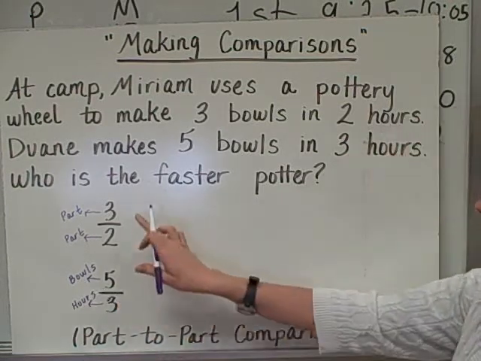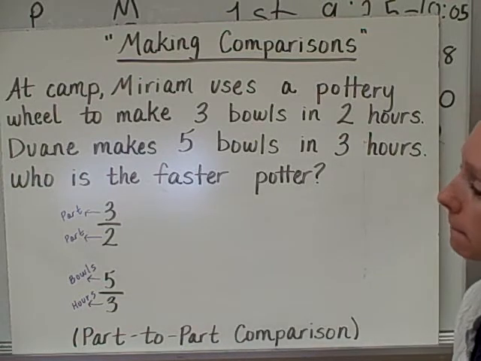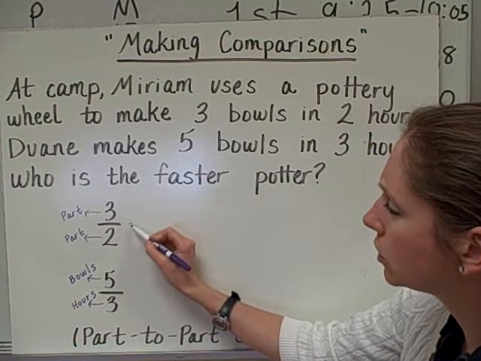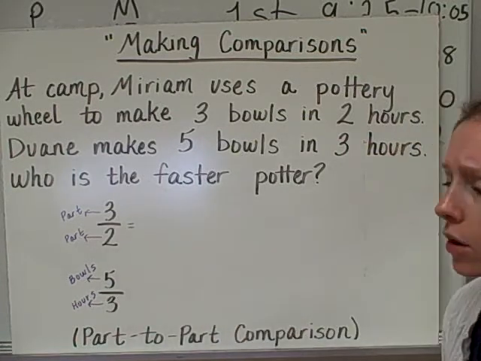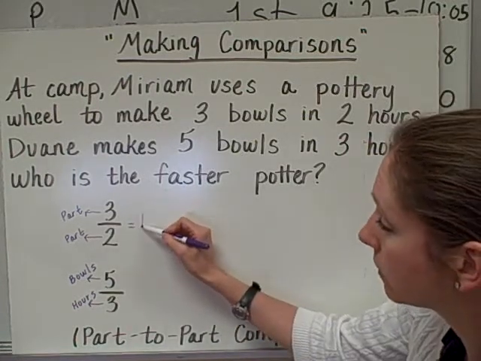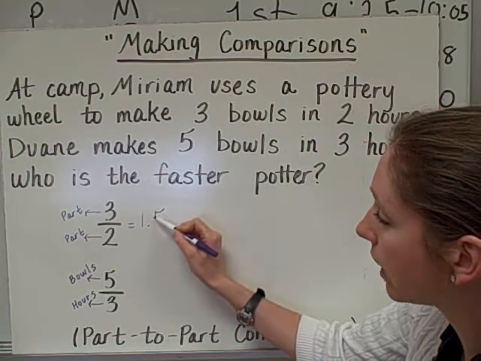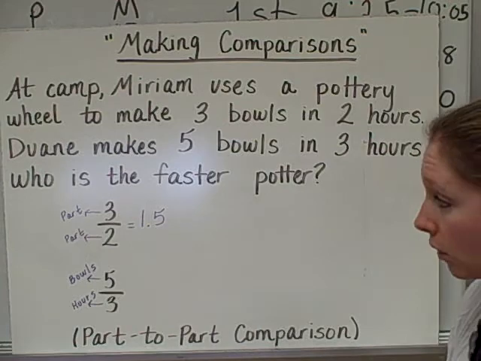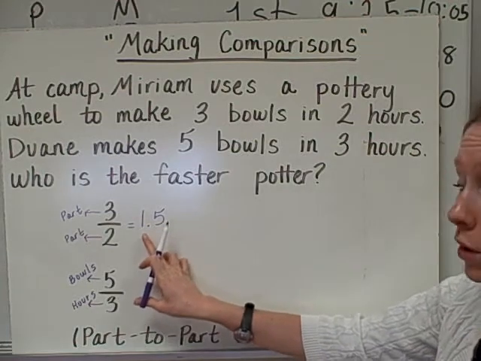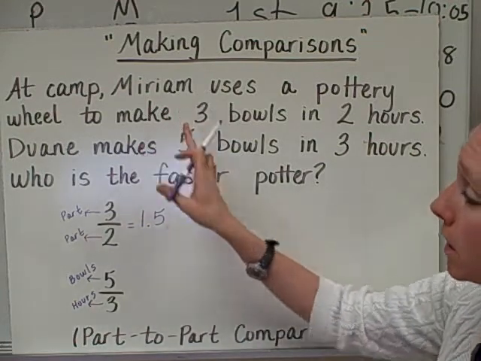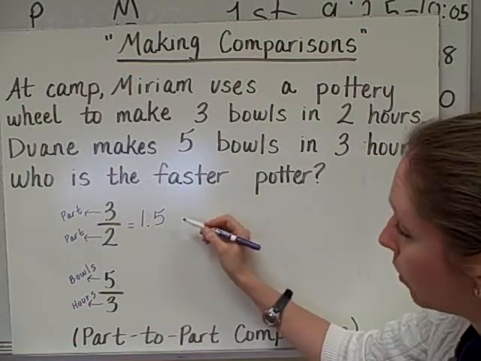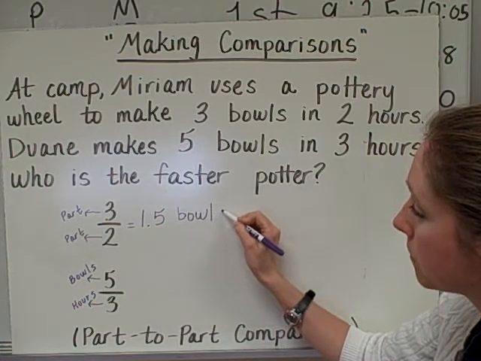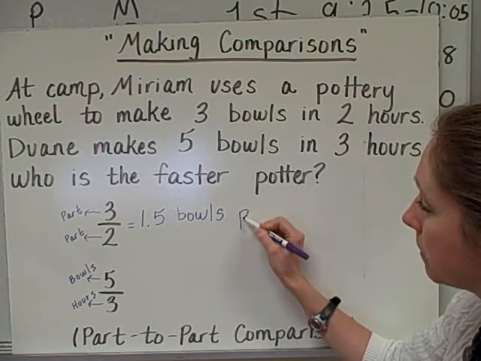So again, we're going to compare by using a part-to-part comparison. So let's figure out who's faster. If we do 3 to 2, or 3 divided by 2, we're going to get 1.5. We're going to talk about what that 1.5 means and how we can actually use a vocabulary term for that. But for right now, let's just remember that that 1.5 means that Miriam makes 1.5 bowls per hour.